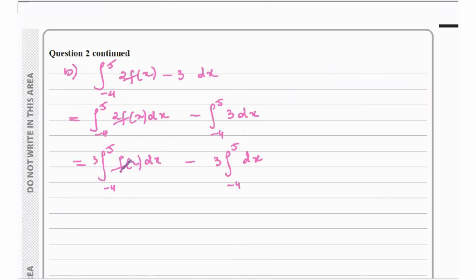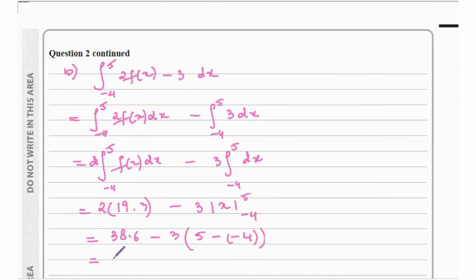Now we know the integral of f of x from -4 to 5 is 19.3. This is 2, sorry, not 3. So that's going to be 2 times 19.3. And we know the integral of dx, or of a constant, is just x. So 3 times x, with limits -4 to 5. So 2 times 19.3 is 38.6 minus 3 times 5 minus -4. That's going to give us a value of 11.6. That's your answer.